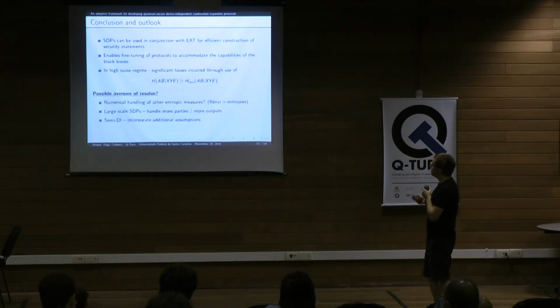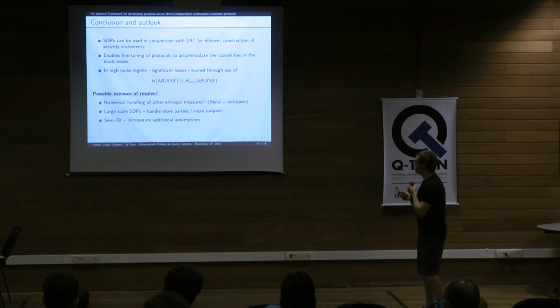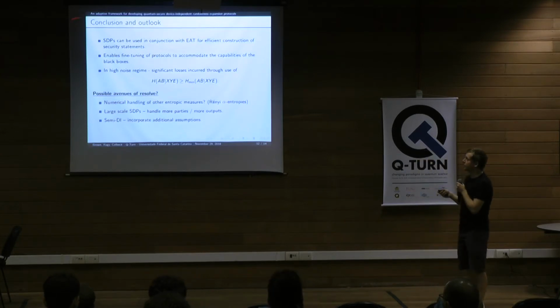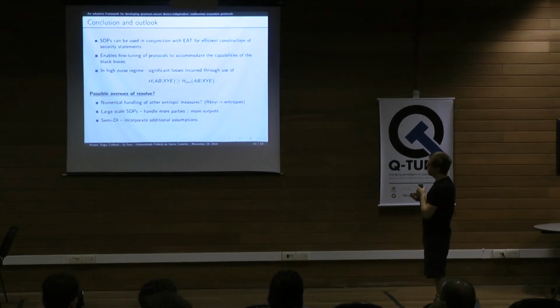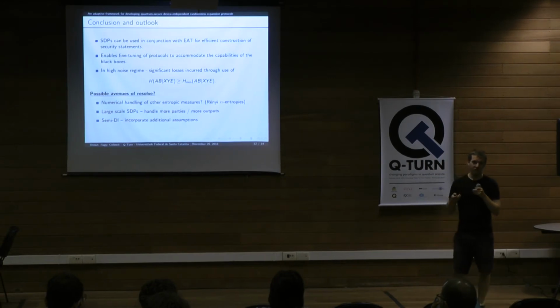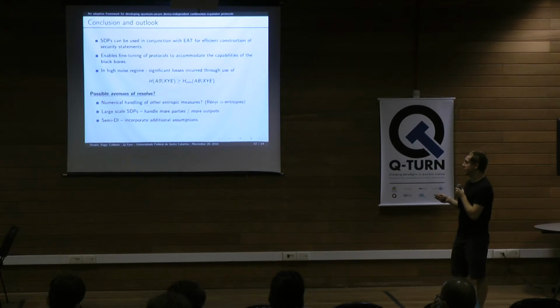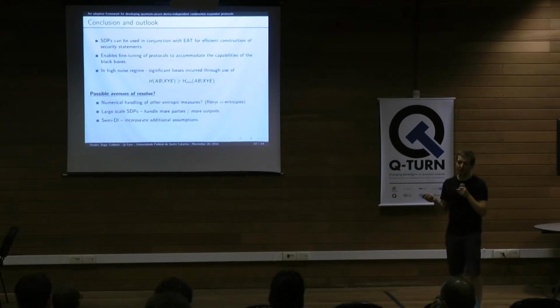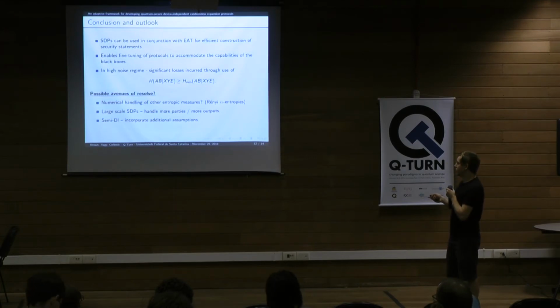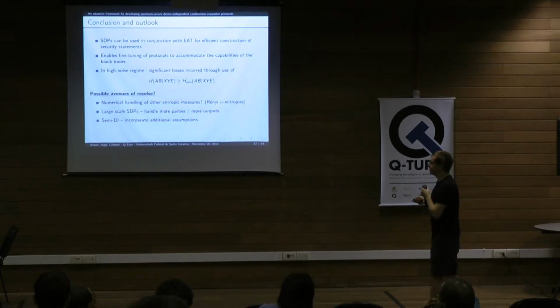The conclusion is that we've shown you can use these numerical techniques to generate secure protocols, and you can fine-tune these protocols to fit the devices that you have to hand. But the real big problem here is that this inequality is generally not tight at all. What we would really like to do is get a bound on this quantity here, but in general, we can't do it.